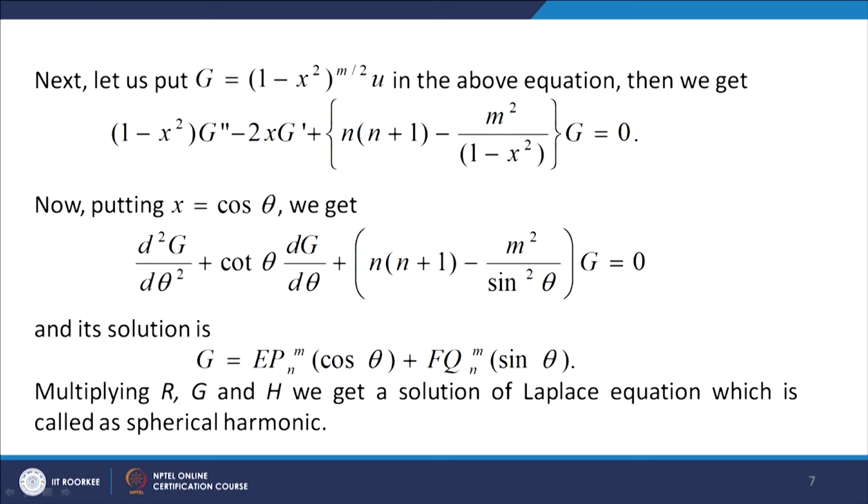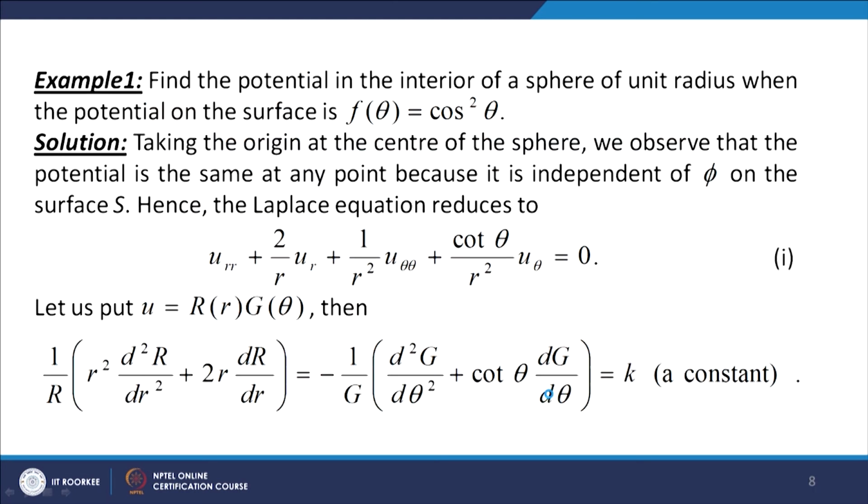Now, so we have the values of r, g and h, all of them. Let us multiply r, g and h, then we get a solution of the Laplace equation, which we call a spherical harmonic. Now, to find the potential, let us discuss a problem.